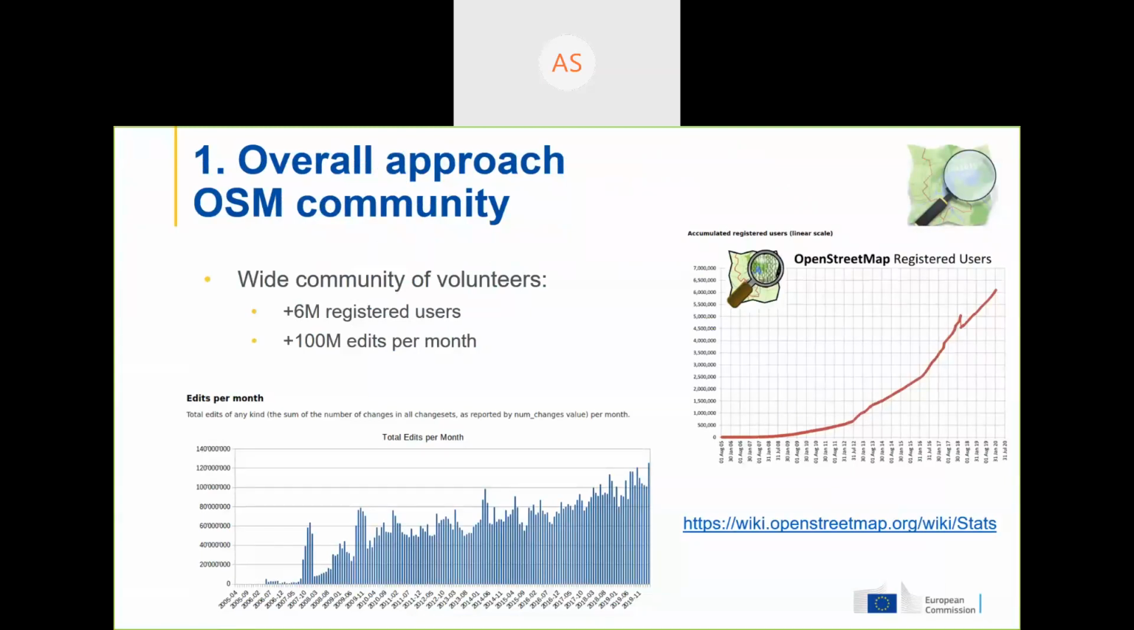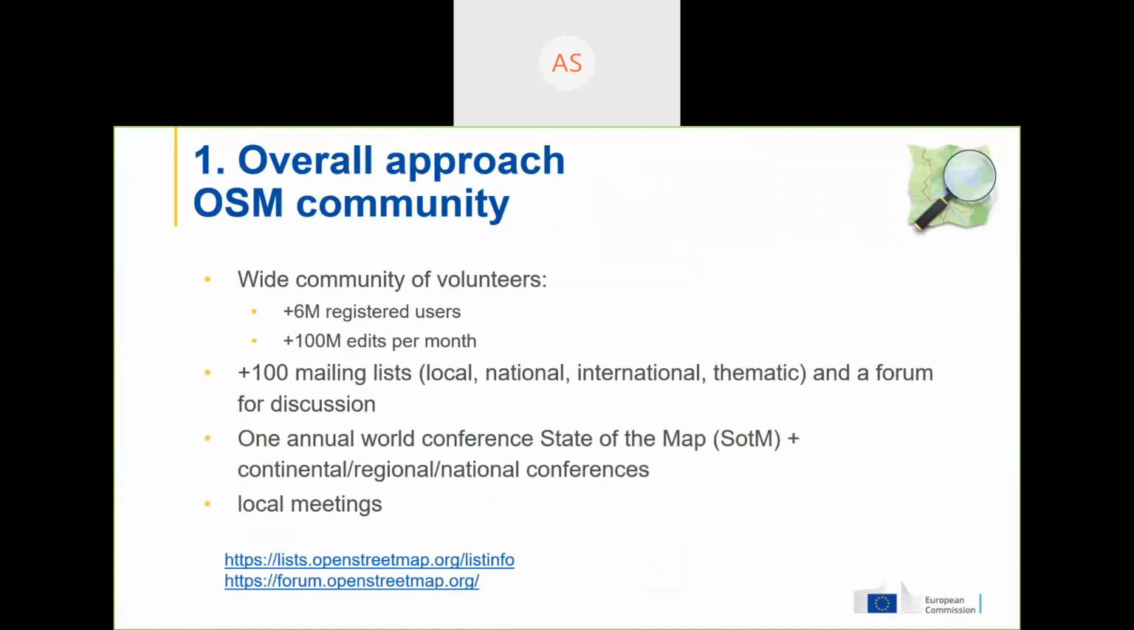About community. We said that OpenStreetMap is a community-driven approach. It's a wide community of volunteers. There are more than 6 million registered users. Of course, not all of them are active users, but if you see the figure before, we have more than 100 million edits per month in the world. Statistics are really impressive in some way. And next slide.